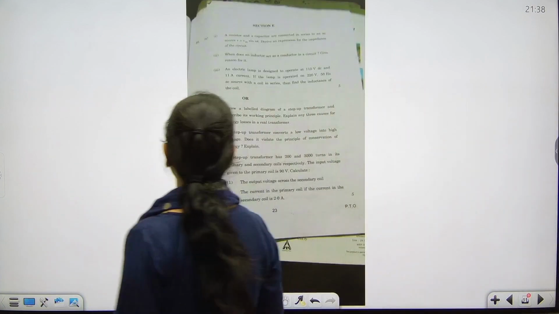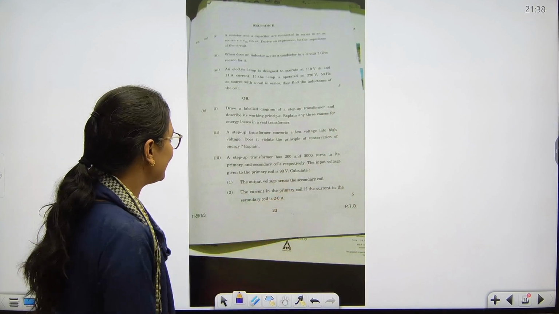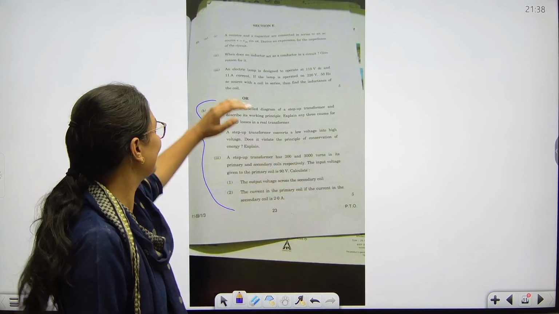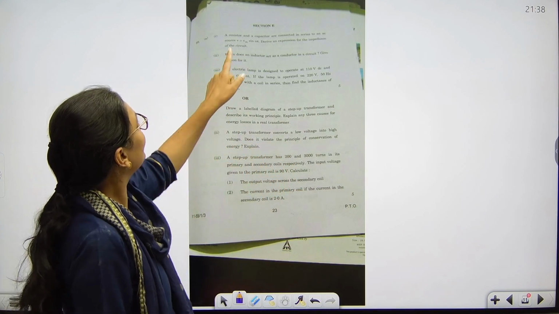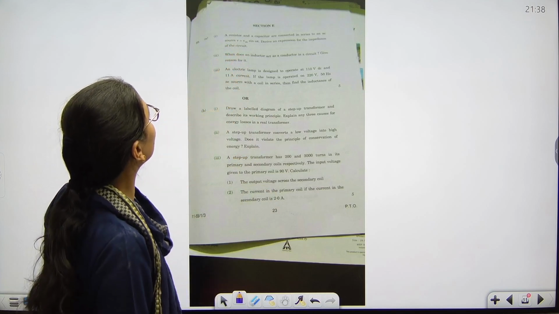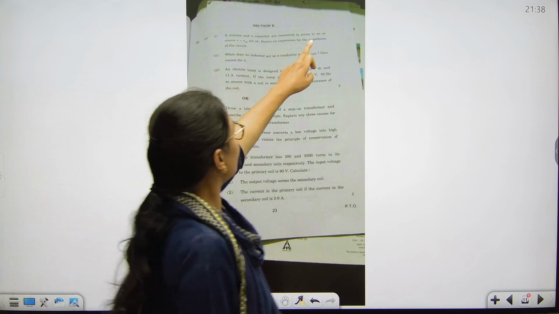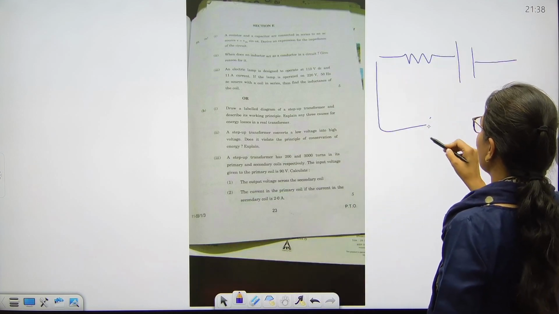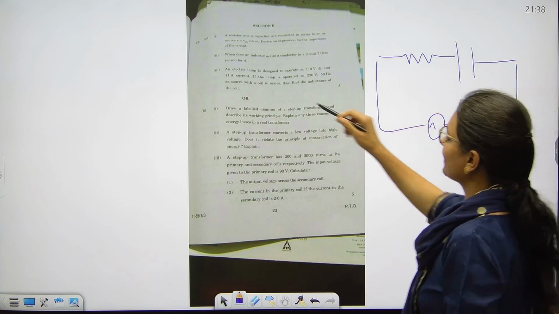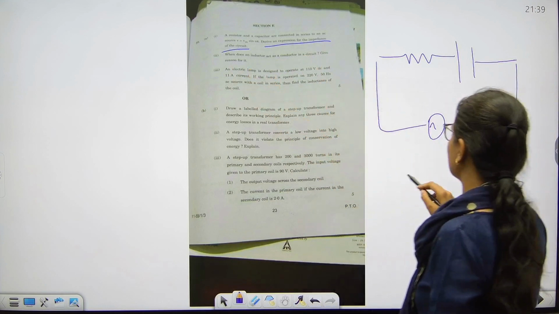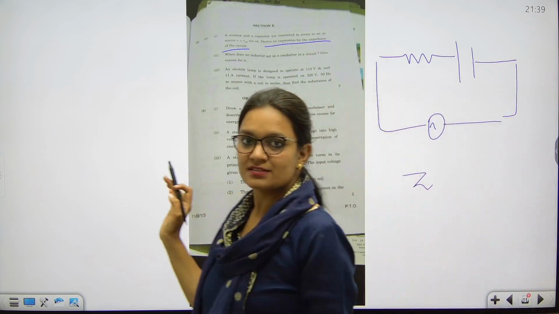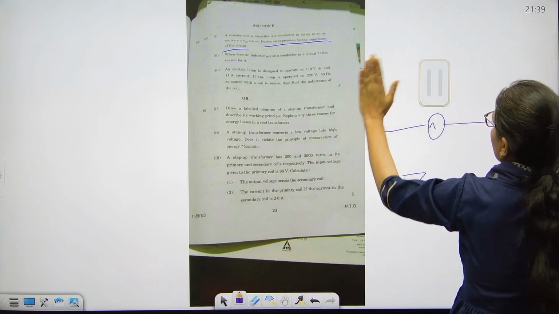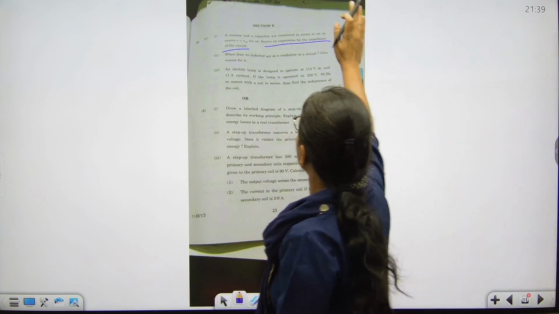Section E. I can say that this question is the easiest question of this paper. Chalo, let us try the first question. A resistor and a capacitor are connected in series. So we have studied LCR circuit and we now have an RC circuit, connected to a battery. Derive the expression of the impedance of the circuit. So whatever you derived for the LCR circuit, just remove the L and do the derivation. Simple.